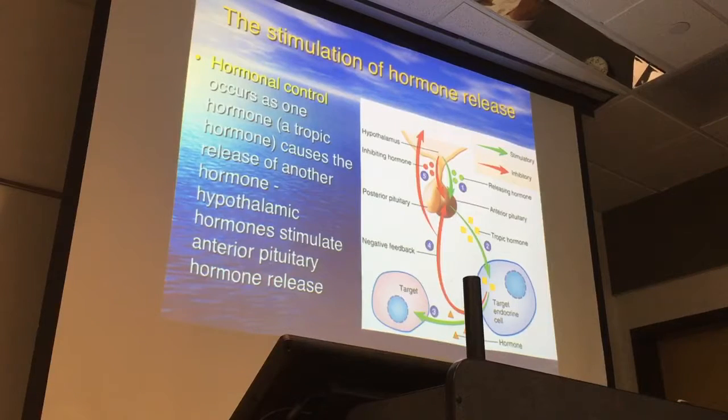So everybody understand what we're looking at? Hypothalamus releases a tropic hormone called a releasing hormone. Boom. Anterior pituitary releases its hormone, another tropic hormone, which causes our target endocrine cell, away from the hypothalamus and the anterior pituitary, and it releases hormone that controls the target. And we almost always have negative feedback on this one and this one.